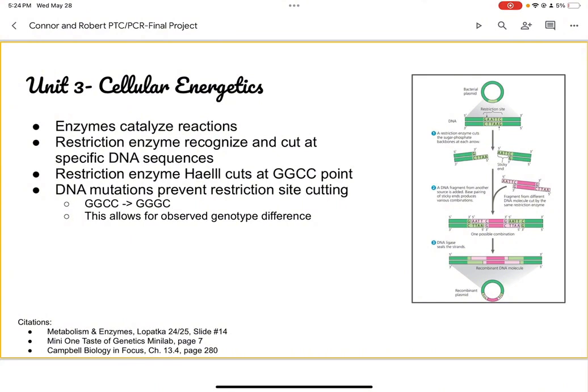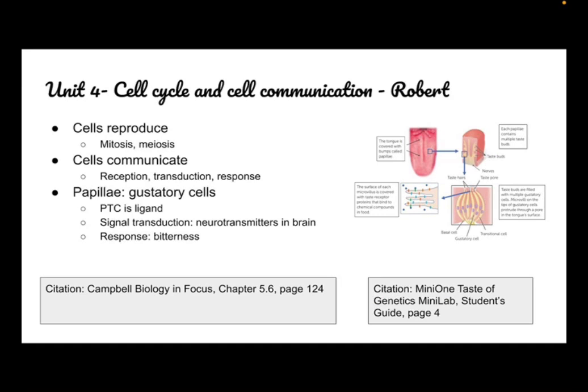The specificity is crucial because genetic mutations can alter these recognition sites. For example, a single nucleotide change from GGCC to GGGC completely prevents the enzyme from binding and cutting. Different alleles of the TAS2R38 gene contain different numbers of restriction sites. So when we digest our PCR products, we get distinct fragment patterns. Individuals with different genotypes produce different numbers and sizes of DNA fragments, creating the unique banding patterns we observed on our gel.